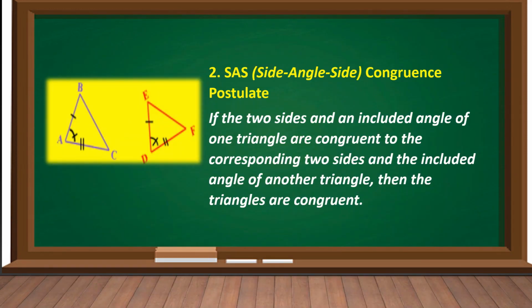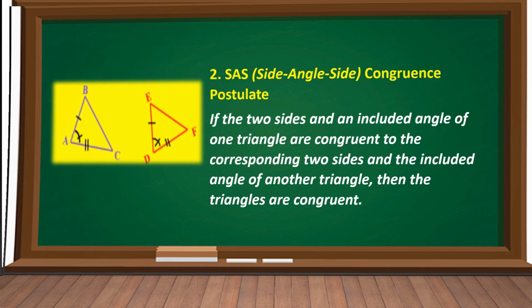The second congruence postulate is known as SAS, or side-angle-side congruence postulate. The SAS, or the side-angle-side congruence postulate, is defined as if 2 sides and an included angle of one triangle are congruent to the corresponding 2 sides and the included angle of another triangle, then the triangles are congruent.